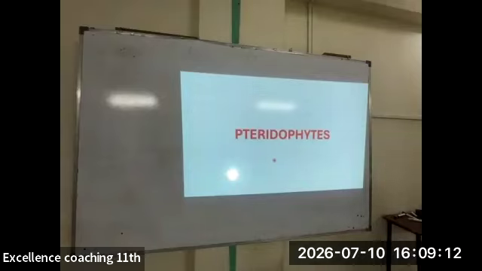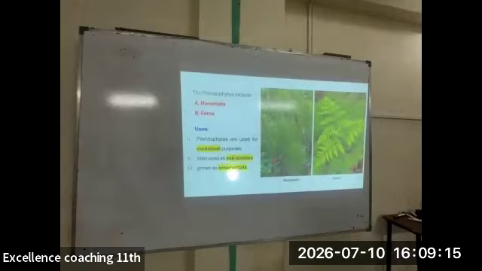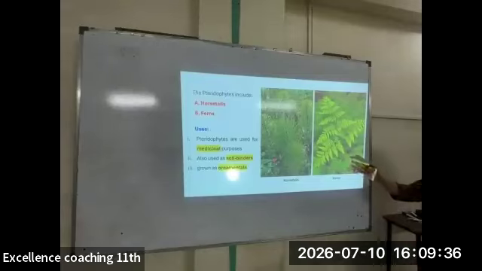Okay, so now let's move to pteridophytes. In pteridophytes, we have again two categories. First is horsetails, second is ferns. Have you seen ferns? Yes. If you say no, they will go out and search for ferns. Okay, so these are ferns. This is horsetail. Where are they used? Number one, medicinal. Number two, soil binders. Number three, ornamental. Most of the time you'll see ornamental purpose only. Medicinal only a few.